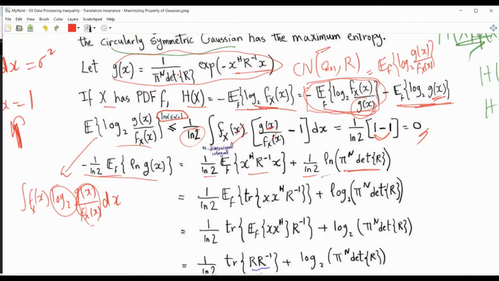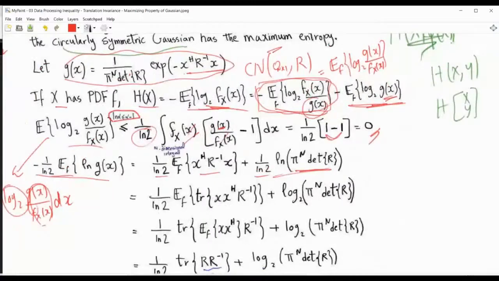Well, this thing here is a constant; its expectation is itself. Why is this? Because again, we are solving the optimization problem given R. We are hunting for the distribution, yes, but whatever distribution we get from this optimization problem, it must have a covariance matrix that is given by R. So R is given, and so this is a constant. What about this guy here?